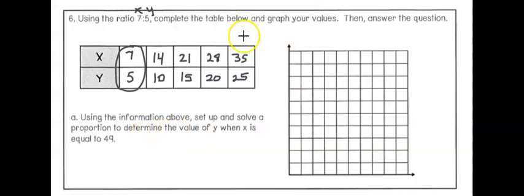Oh, let's graph it first. They said first complete the table and then graph the values. Now, when I graph it, I'm looking at my x values and they run from 7 to 35. Actually, they run from 0, 0. Remember, that's always where proportional graphs start. 0, 0. And then they got to reach 35.